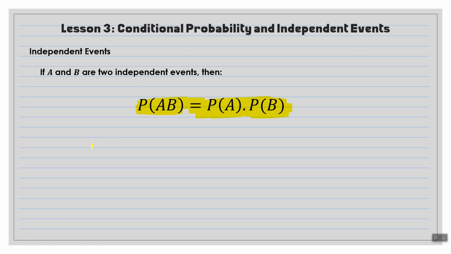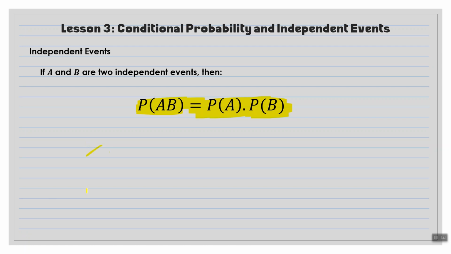Probability of A union B equals probability of A plus probability of B. We said that we can use that rule only if the events are mutually exclusive. This time, we can use this rule only if the events are independent. And they will tell you in the question whether they are independent or not.